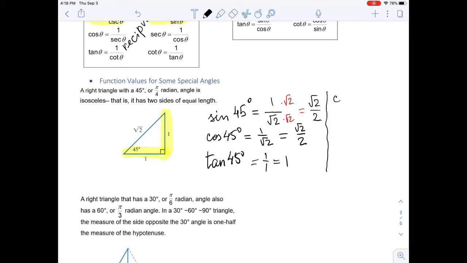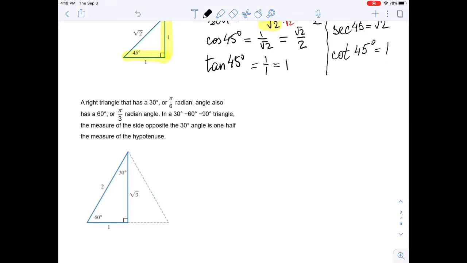Now, cosecant 45 degrees is a reciprocal of sine 45 degrees. So I use this value of sine to write the reciprocal is radical 2 over 1, which is radical 2. Secant 45 degrees, radical 2, and cotangent 45 degrees is a reciprocal of 1, that is 1.